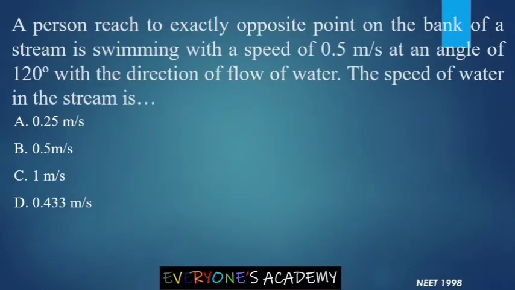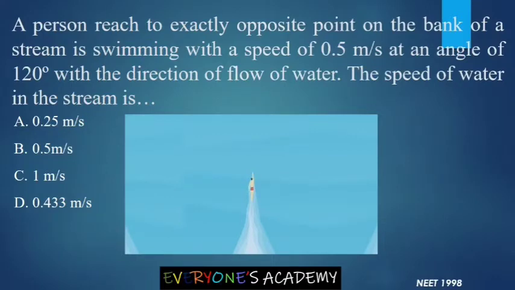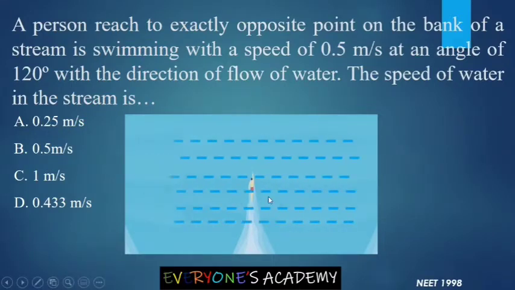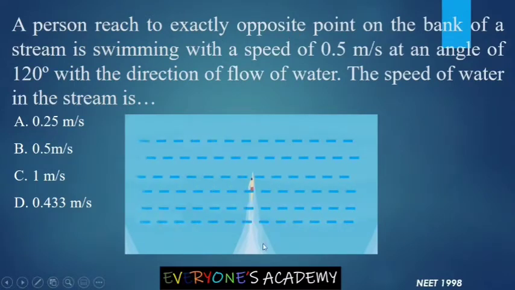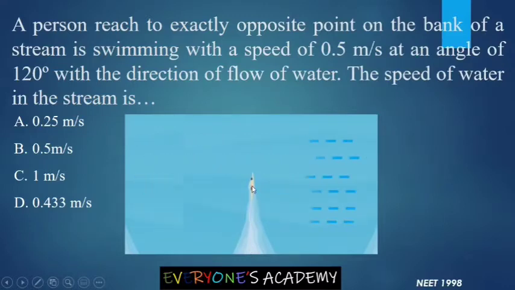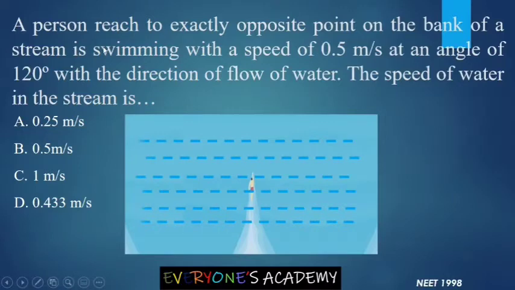Next problem. A person reached exactly opposite point on the bank of a stream. That means a person is moving in a flowing stream. Let us assume that the direction of the flowing stream is this. He reaches exactly opposite point on the bank. That means he is moving perpendicular to the bank. But this movement is the output of two different vectors. One is the swimming direction and the other one is the river flow. Let us see what is given next.